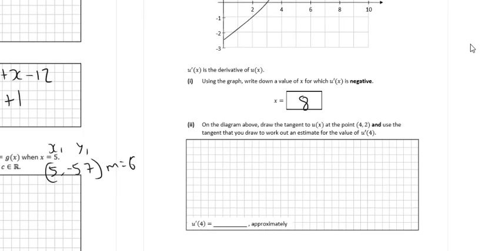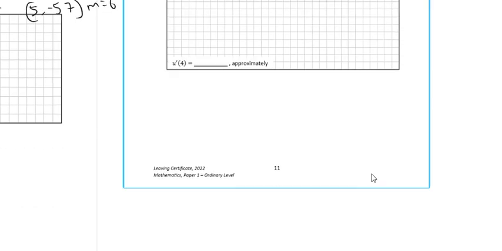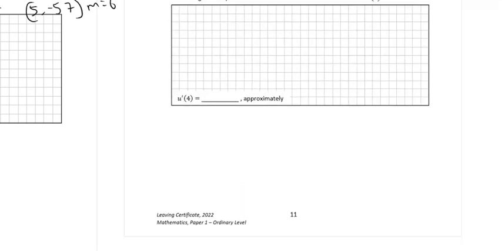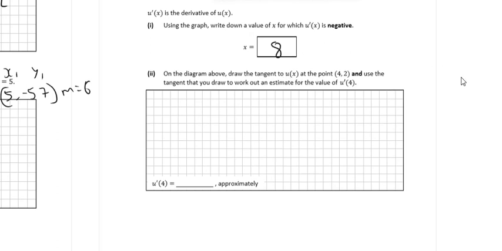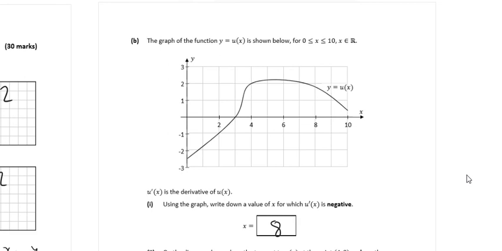The second part then, this part is tricky. So on the diagram above, draw the tangent to u of x at the point 4, 2. So we just have to draw the tangent at the point 4, 2. So this is the point 4, 2. So we have to draw a tangent, a line where it only hits that part of the curve once. So this is going to be very rough because I don't have a ruler here. I'll have another go at that. Okay, it's going to be something like that.